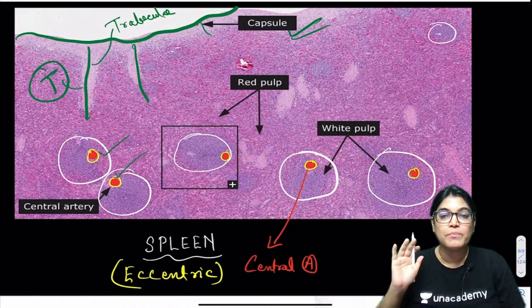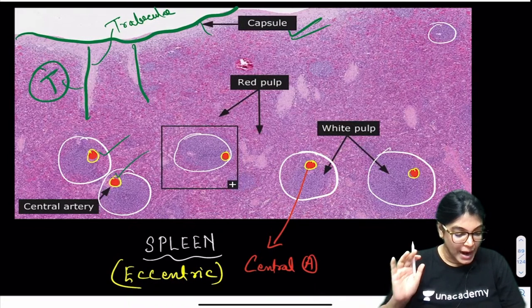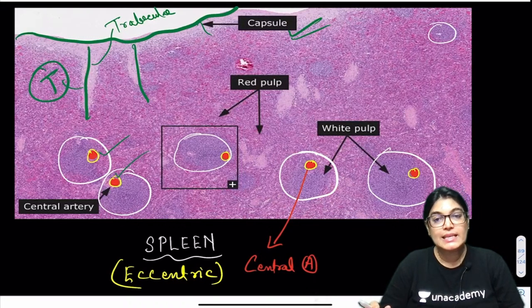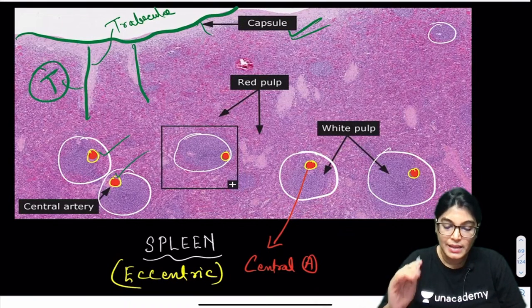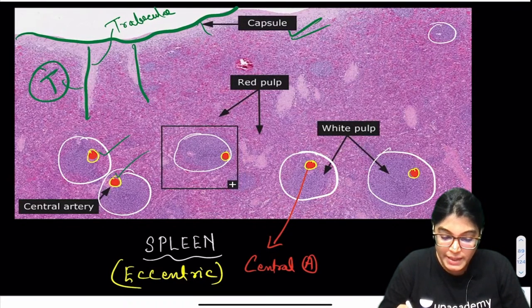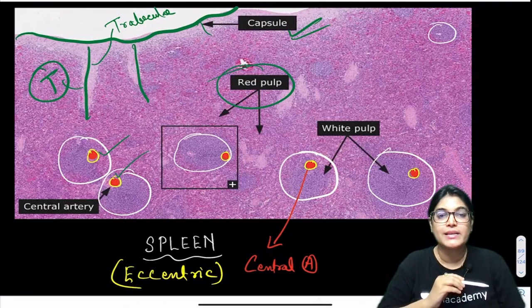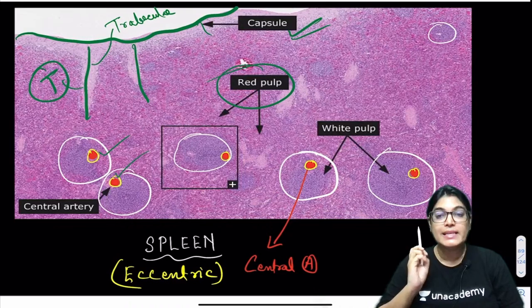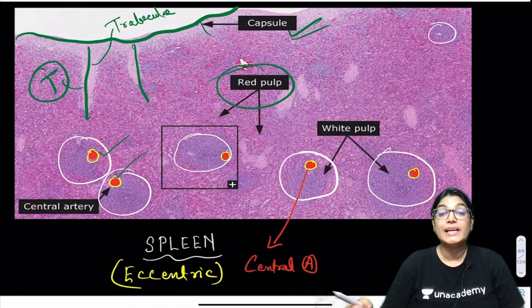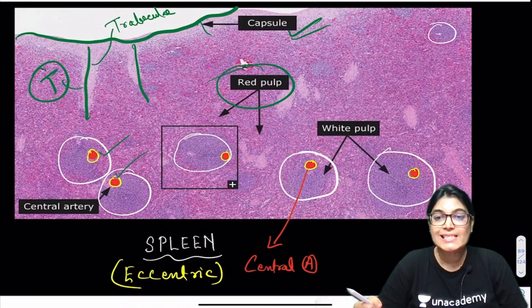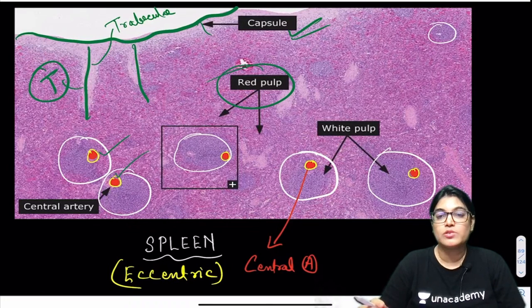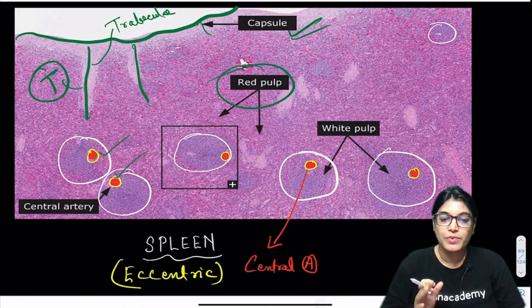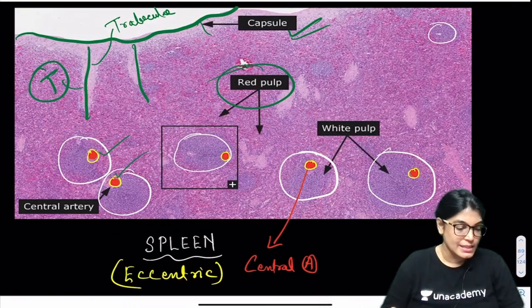What does the PALS contain? It contains T lymphocytes. And the area around it, can you see here, the rest of the area is called the red pulp, and the red pulp contains discontinuous capillaries called sinusoids. Along with it, it also contains macrophages and plasma cells. So we have macrophages and plasma cells all present in the red pulp.